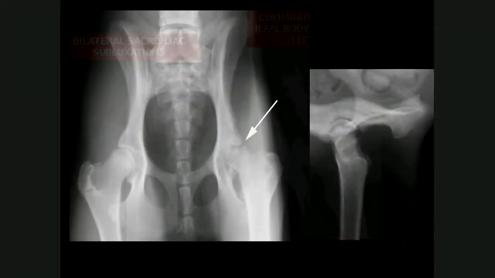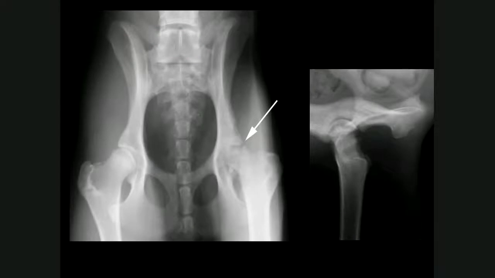Here's another condition which we covered a few lectures ago, and see if you can identify the pathology and make a diagnosis. The signalment in this case is that it is a young, large breed dog.